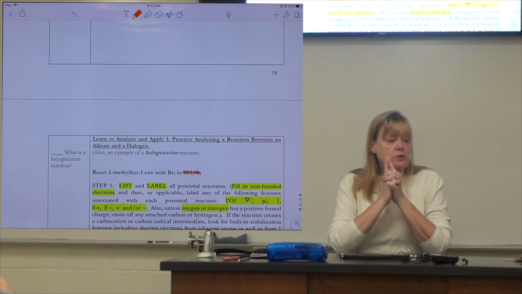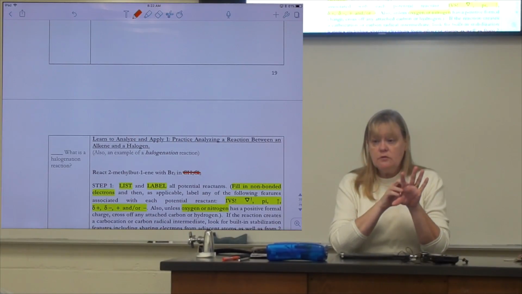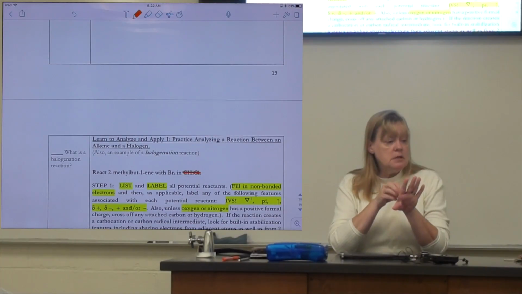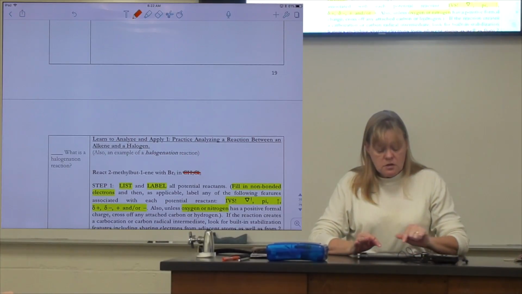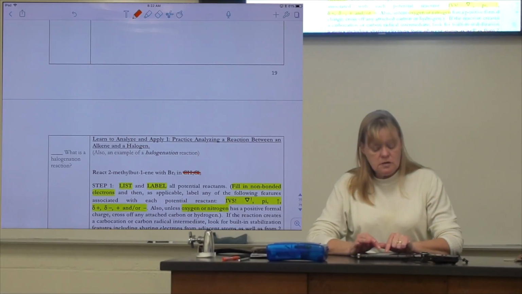So this is going to walk you through step by step, incorporating all of the stuff that you've learned from all the chapters so far, and help you see how to work with these problems when you have a strained ring as part of the reaction mechanism. So this one, you're reacting 2-methylbutene with bromine in CH2Cl2.